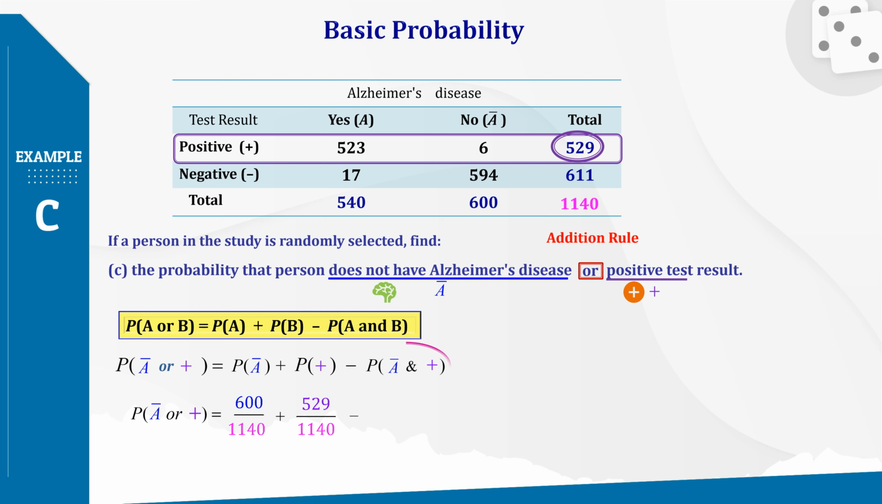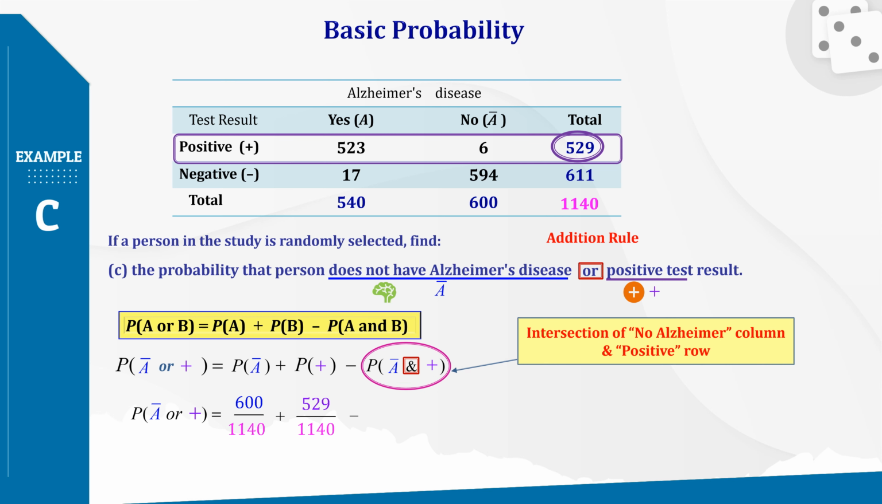For the last one, it is the intersection of the no Alzheimer's disease and positive cases because of the keyword AND again. This is a joint probability. We can see 6 cases. Place a value on the numerator and the total cases of 1140 on the denominator.